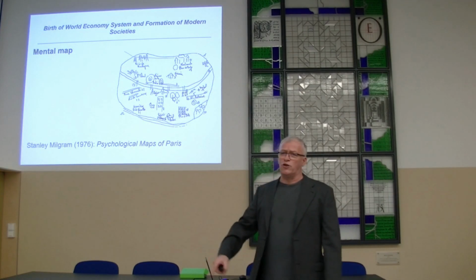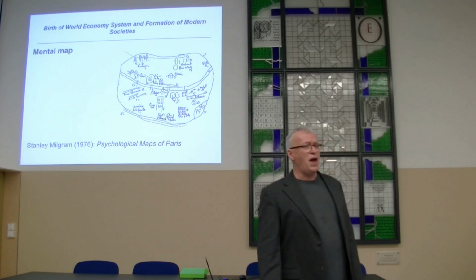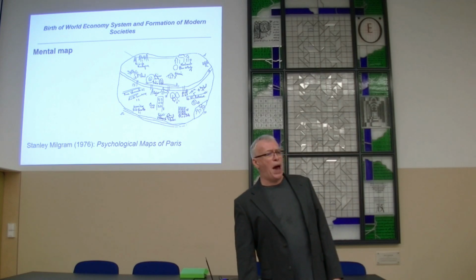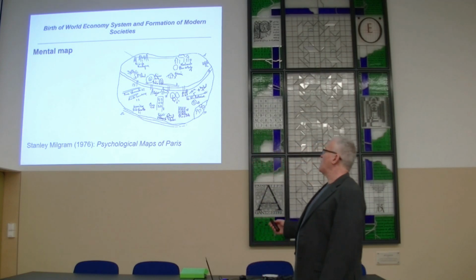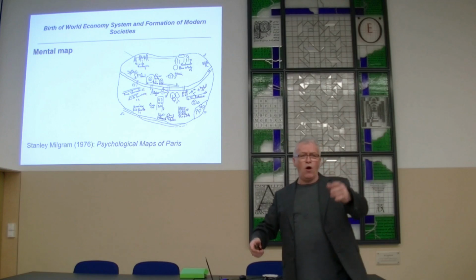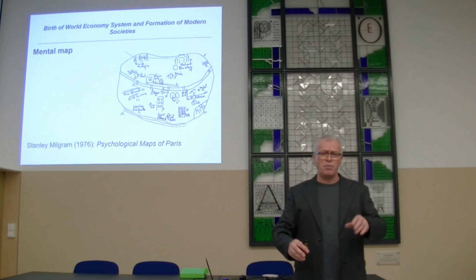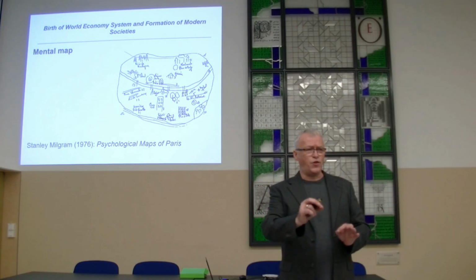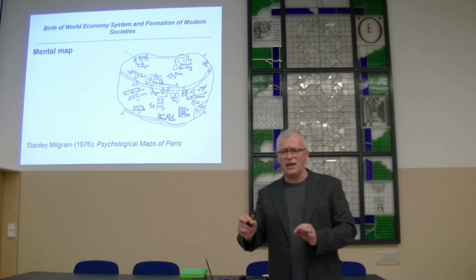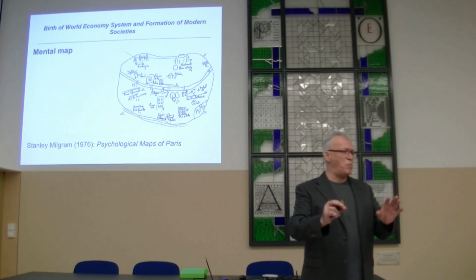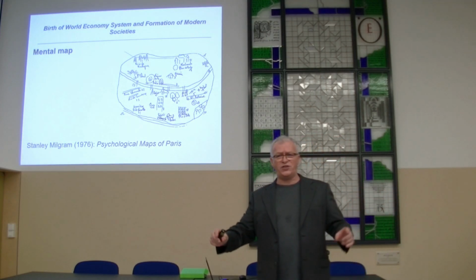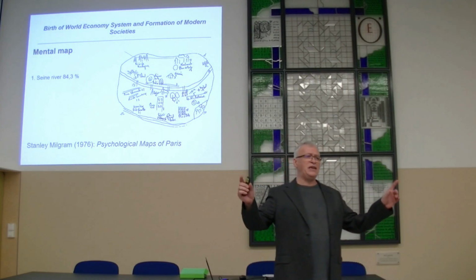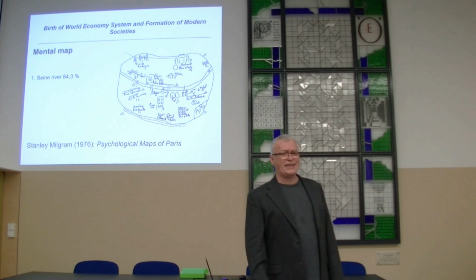In the first generation of mental mapping, Stanley Milgram, an American geographer, made a mental map of Paris. As you know, he received approximately 400 Parisians' white sheets and asked them to draw the most important buildings and landscape elements of Paris. And look at the rank list. The first one, the winner, is the Seine River. The Seine River.